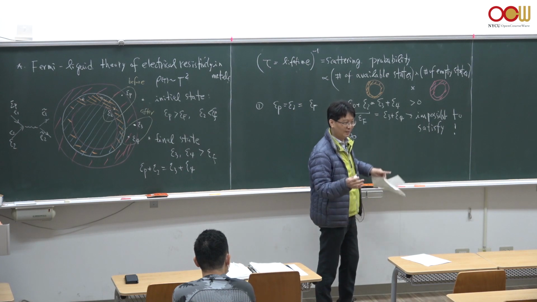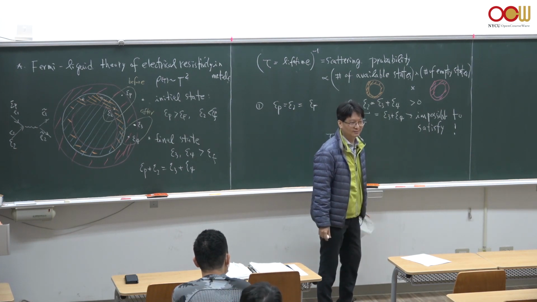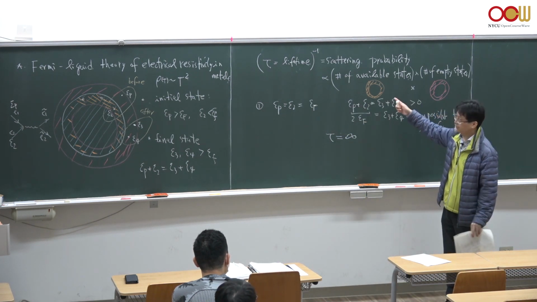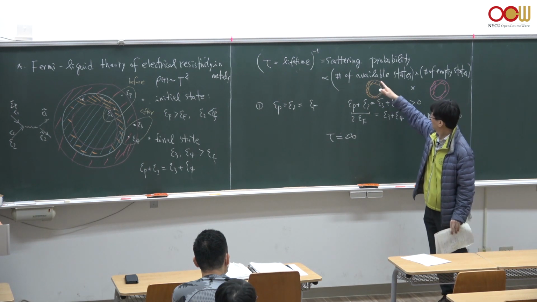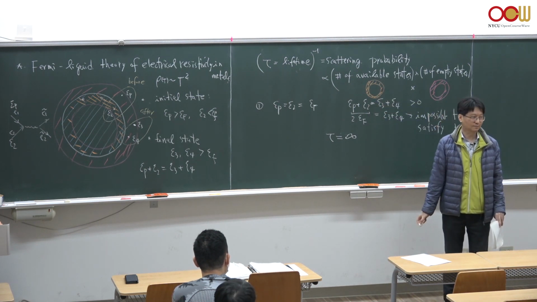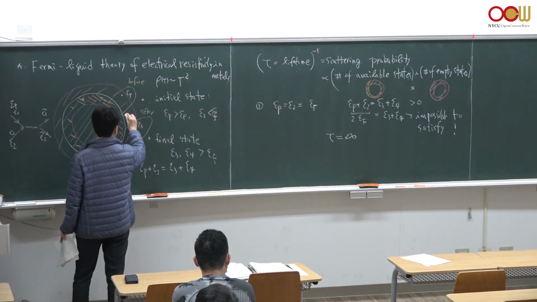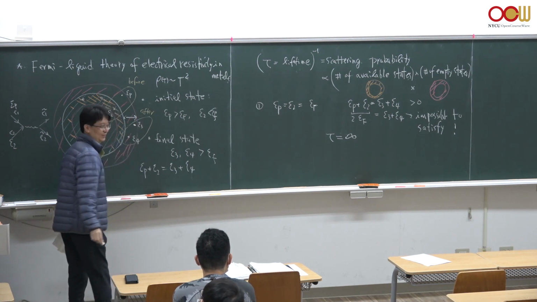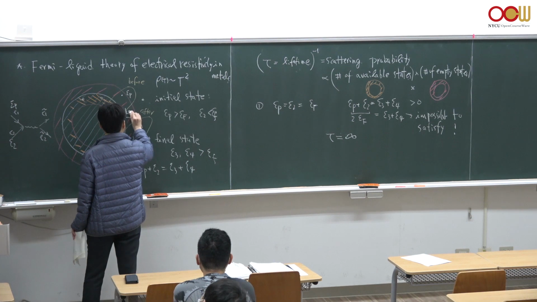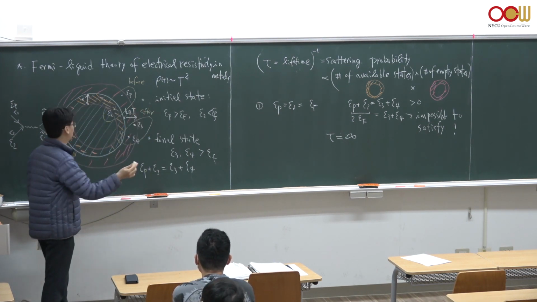In terms of temperature, how do we estimate the number of available states? Well, let me give you a hint. What is the width of this ring? Yes? Yeah. And what about this? Another k_B T, right?